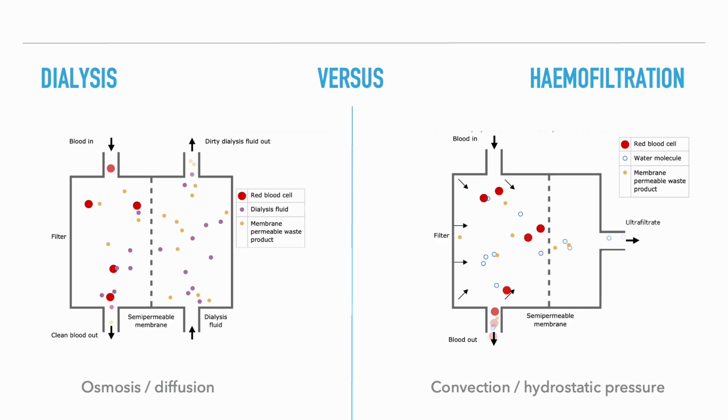The larger components of blood, such as red cells, do not pass through. Once this process is complete, a physiological replacement fluid needs to be added back to the blood in order to rehydrate it. Now let's break it down further for the differences between these modes.